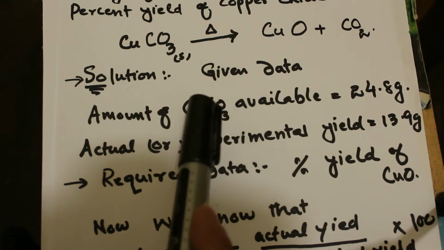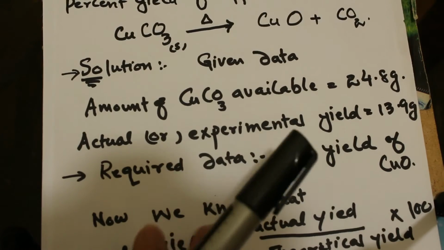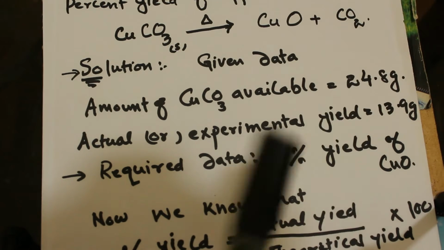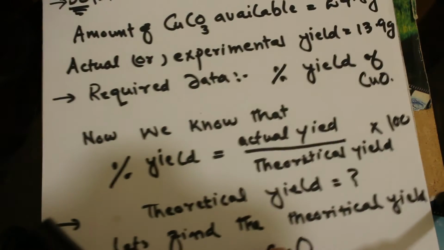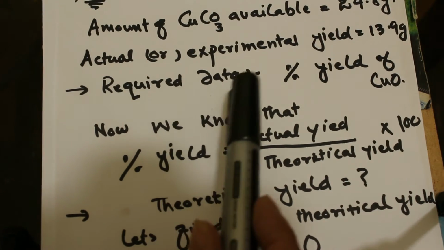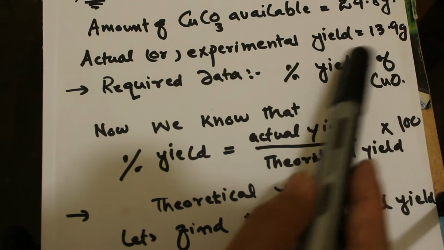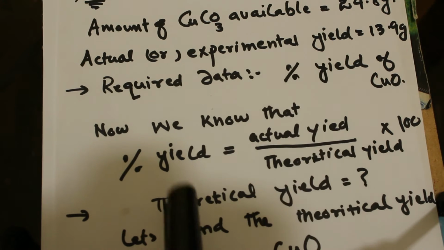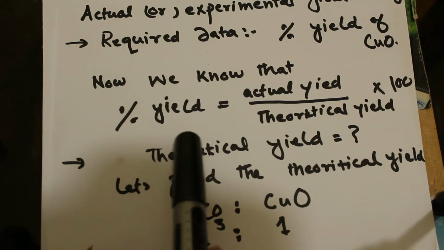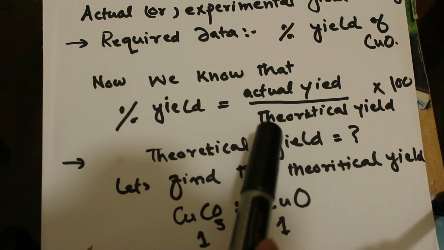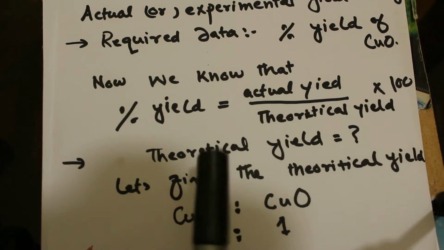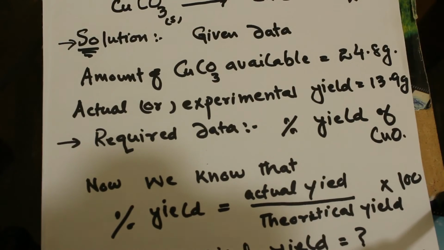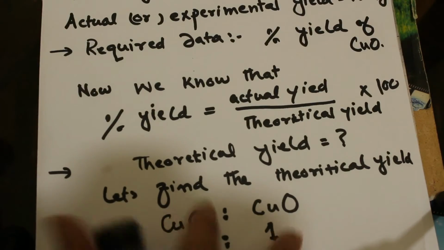In the solution you can see that the given data is the amount of copper carbonate which is available, equal to 24.8 gram, and the actual or experimental yield is equal to 13.9 gram. The required data is the percent yield of the copper oxide. Now we know that the formula of the percent yield is actual yield divided by theoretical yield multiplied by 100.